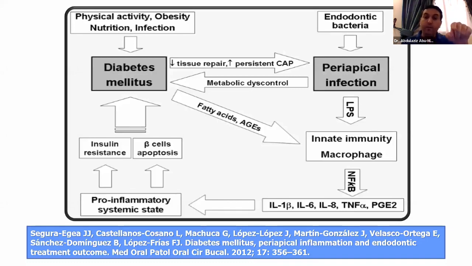Because uncontrolled diabetics are prone to have hypertension, that hypertension will lead to kidney failure. Also, they have vision problems. So it's a sequence of things that you have to keep in mind when dealing with those patients.